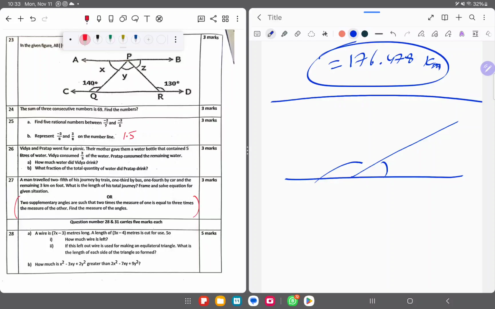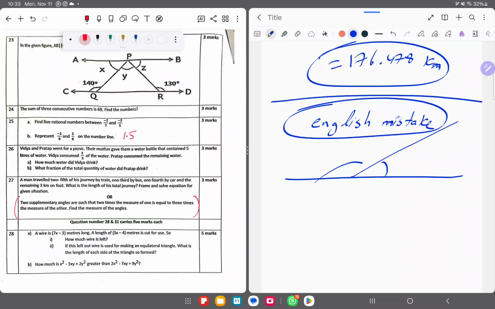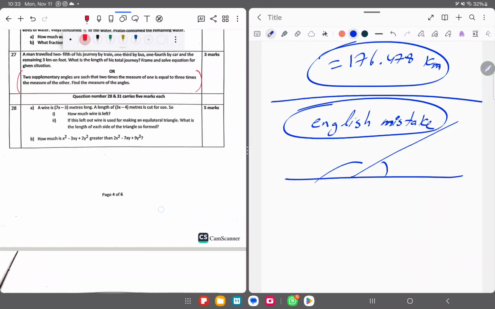There's something wrong with English. Two supplementary angles are such that... English mistake. There's an English mistake here. Speak to your teacher. Audio.